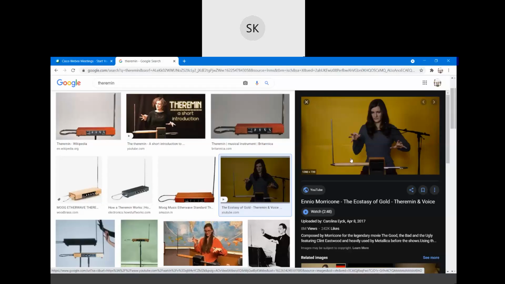We have decided to see the circuit of the theremin. Okay, you can see the images of the theremin. We discussed this instrument last time.